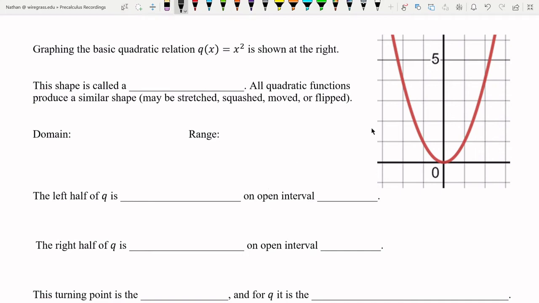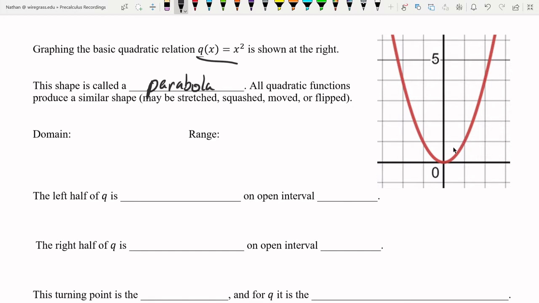Graphing the basic quadratic function q of x equals x squared is shown right here on the right. It has this shape, like a weird U, a little bit expanded, and it touches the x-axis right there at the origin (0, 0). This shape is called a parabola. And all quadratic functions have this similar shape.